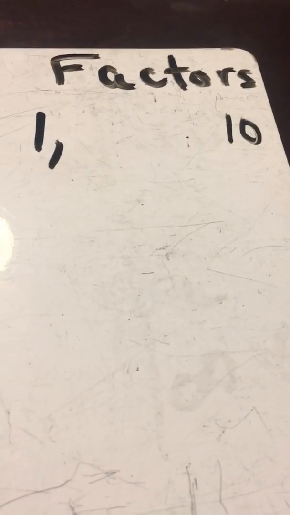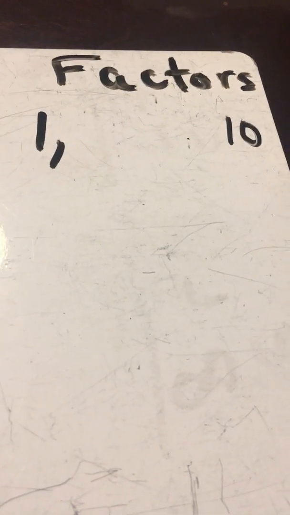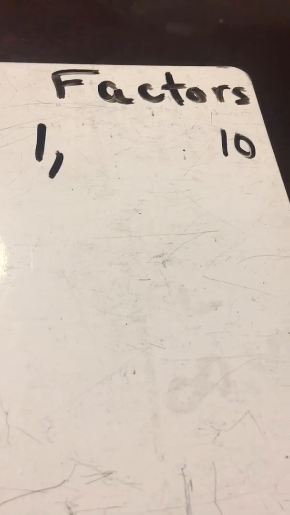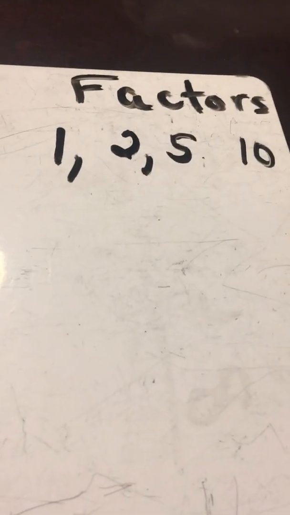I know that 10 will go into 10 evenly, and 1 will go into 10, because 1 times 10 is 10. Well, what else times it? What times what will give you 10? Another pair. The factors come in pairs. Well, 2 times 5 is 10. So 2 and 5 are factors of 10.